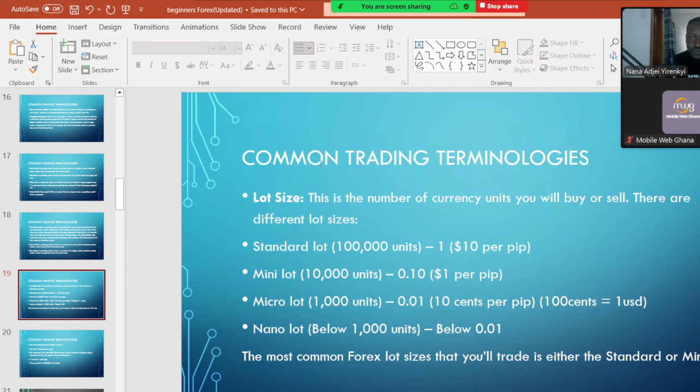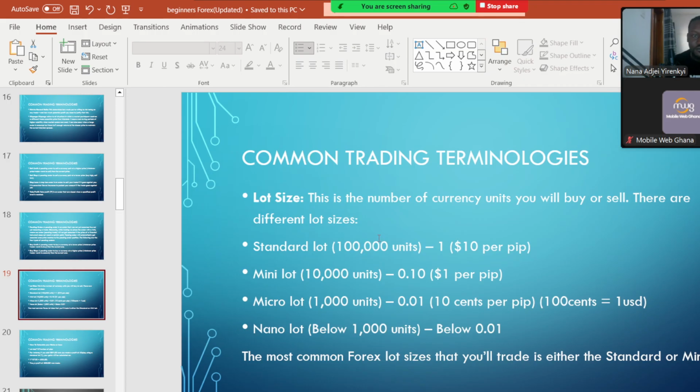Okay, so lot size is a very important term that we use in forex trading. Whenever you buy or sell, how much money you are going to make, or how much money you are going to lose, will be dependent on this particular term, which is the lot size. The lot size determines the number of currency units that you are willing to buy or sell. If you remember, when I was setting the limit order, I entered a certain decimal number, 0.01. That is the lot size.